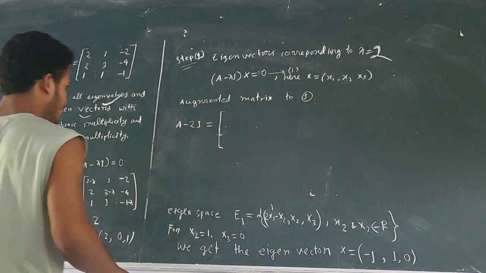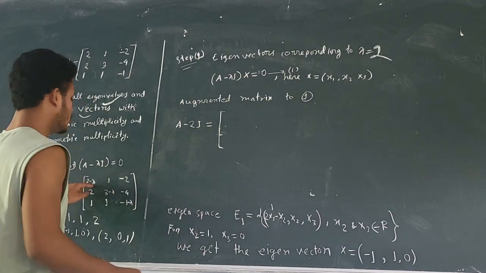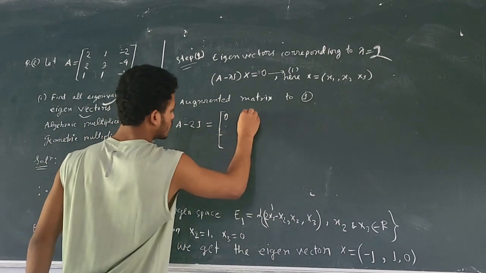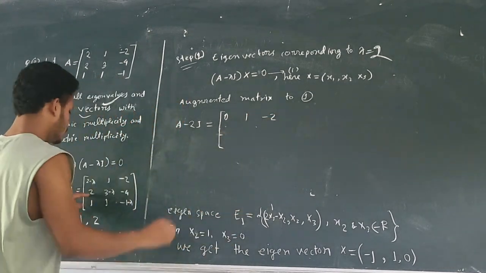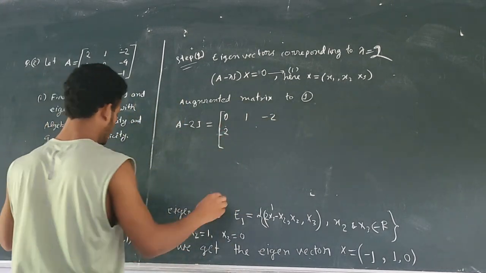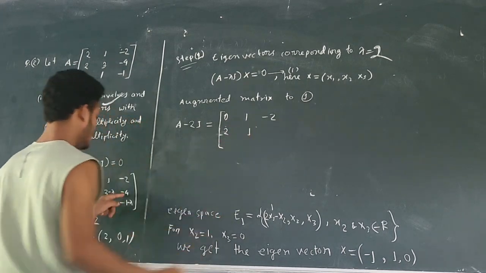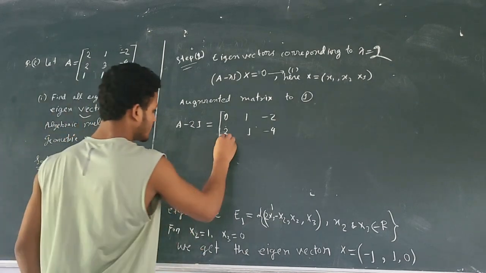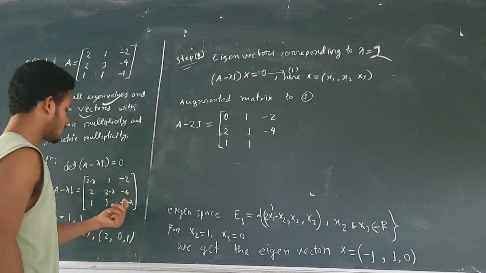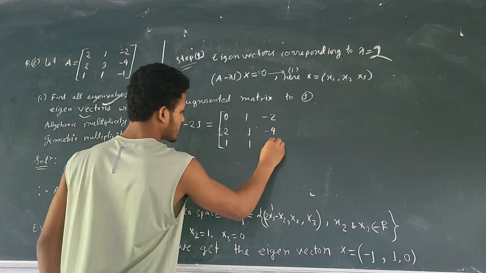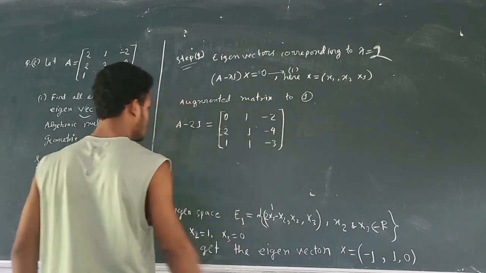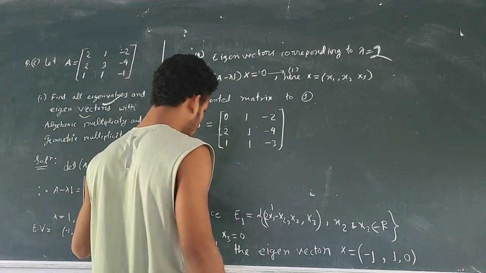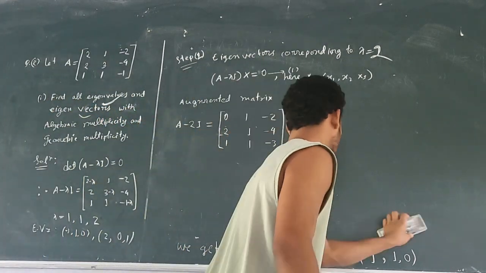What will be that matrix? Putting 2 here, it will be 0, 1 and minus 2; 2, 1 and minus 4; 1, 1 and minus 1, minus 2, it will be minus 3. So we have obtained this matrix.